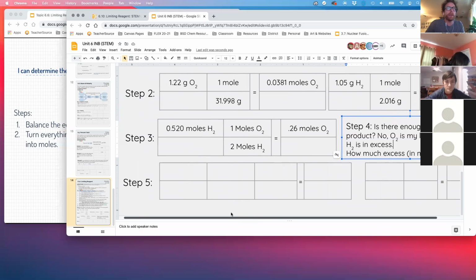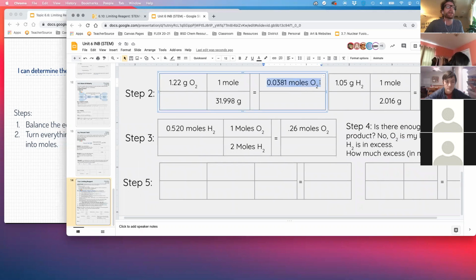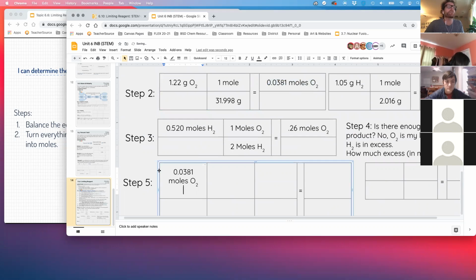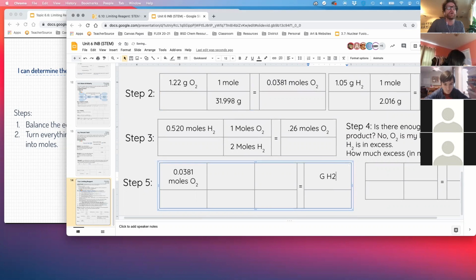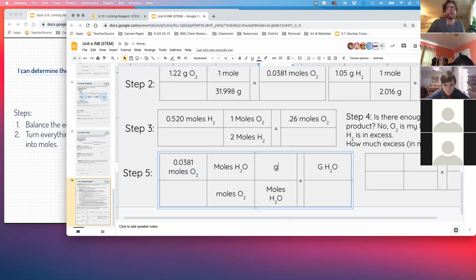Well, we do the rest of the problem now. We had to do that only to determine the limiting reagent. Okay, and we're going to use the limiting reagent for the rest of the problem. We said that O2 is my limiting reagent. So we're going to use this right here. And my question is asking me how many grams of H2O was formed, right? Well, I already have it in moles of O2. So let's go from moles of O2 to moles of H2O, and let's go from moles of H2O into grams of H2O.